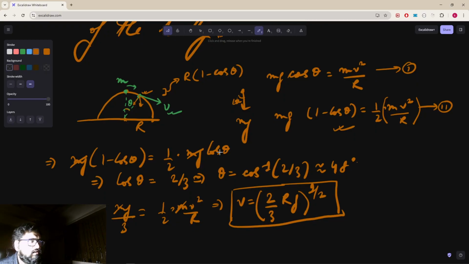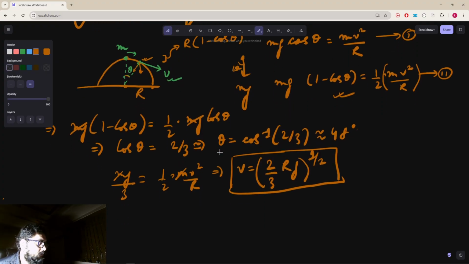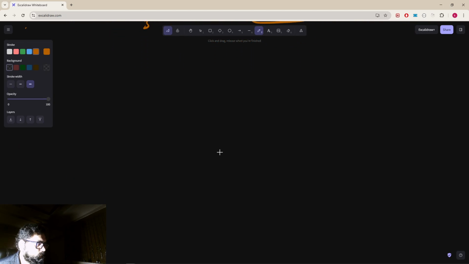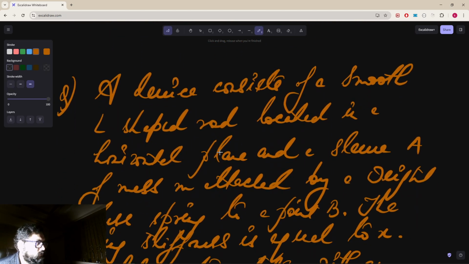Okay, so this is what my first question was. I had to basically use the conservation of mechanical energy to write down one equation. The second equation was written on the basis of the centripetal force, basically circular motion. Okay, let's move down to the second question.